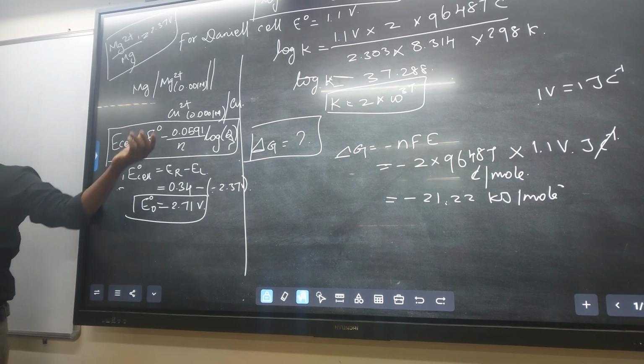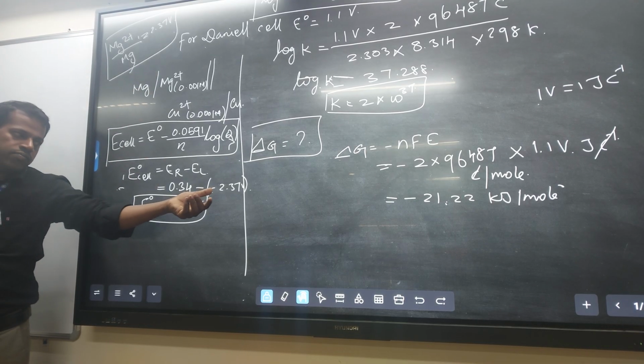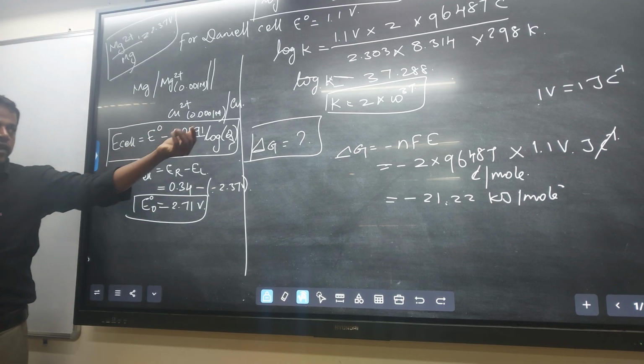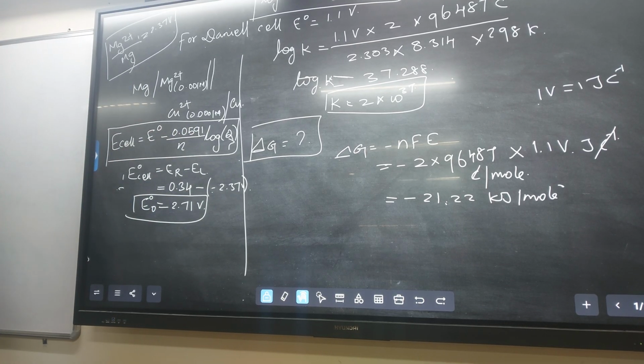But here, oxidation is there. That means we can take a minus symbol. Now you find the E cell value. How do you find the E cell value? Very easy, you substitute.